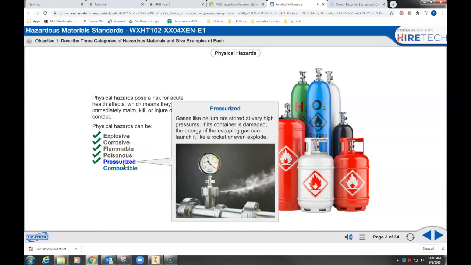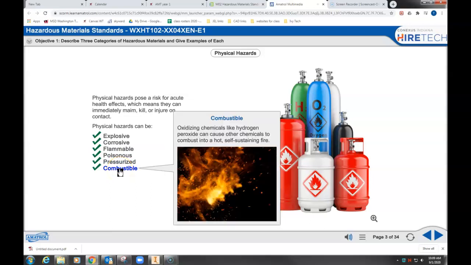Gases like helium are stored at very high pressures. If its container is damaged, the energy of the escaping gas can launch it like a rocket or even explode. Oxidizing chemicals like hydrogen peroxide can cause other chemicals to combust into a hot, self-sustaining fire.